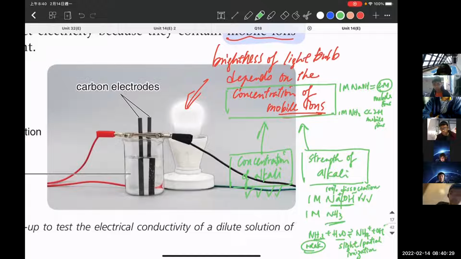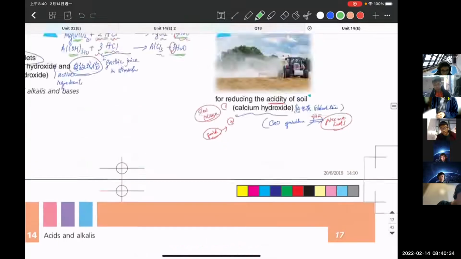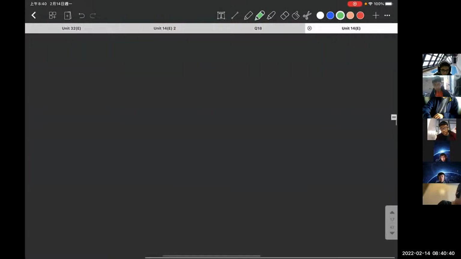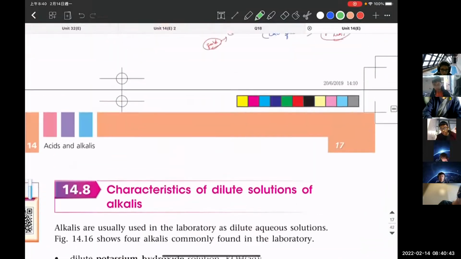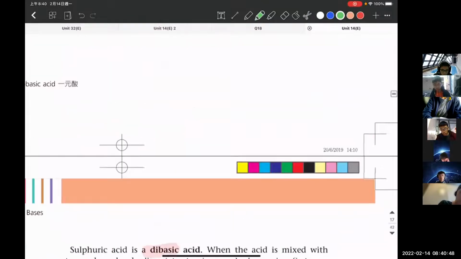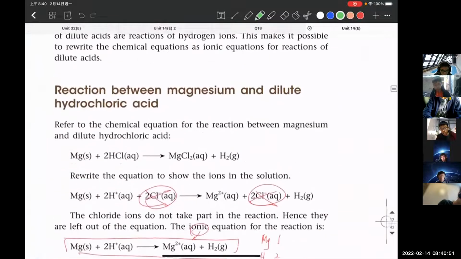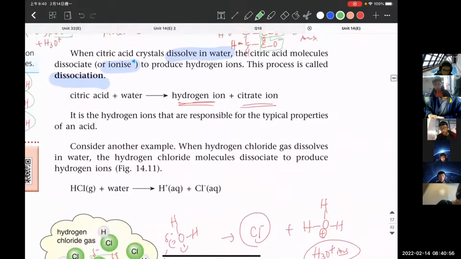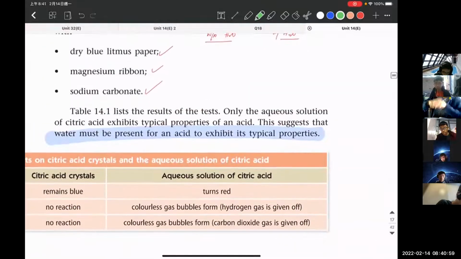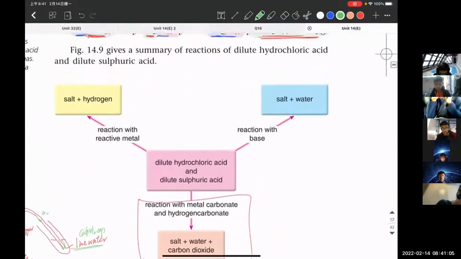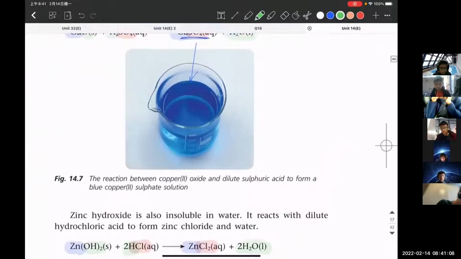There's one more factor. Now, I give you one hint. How about 1 molar of HCl and 1 molar of H2SO4? I test their electrical conductivity. Which one would have a higher electrical conductivity? HCl. HCl, why? Reactivity. Reactivity of HCl is higher than sulfuric acid, you mean?